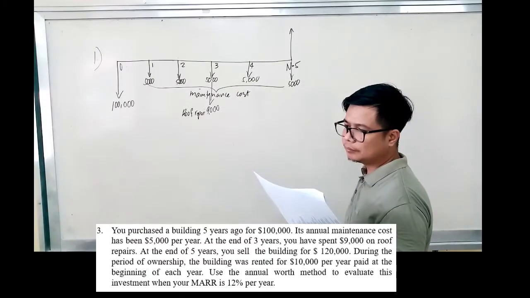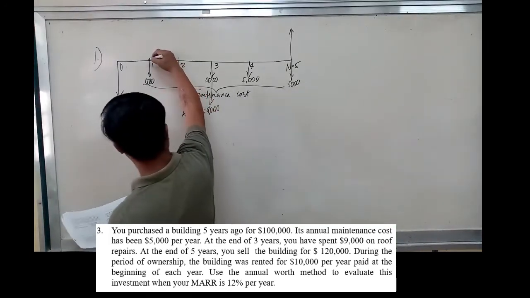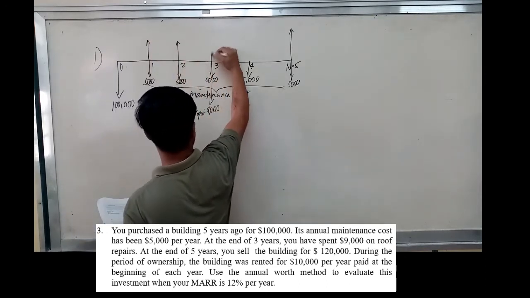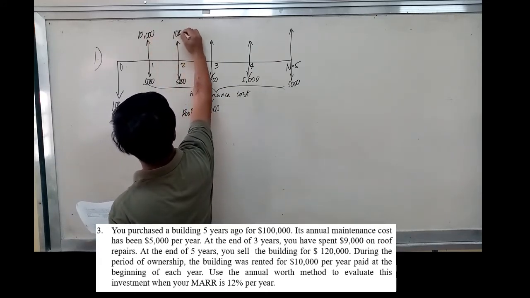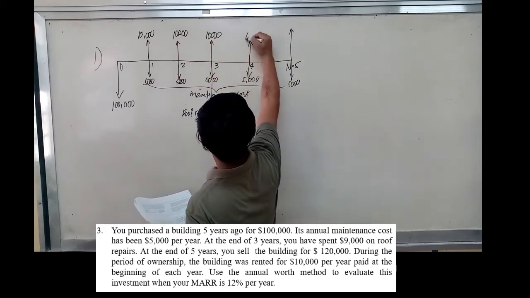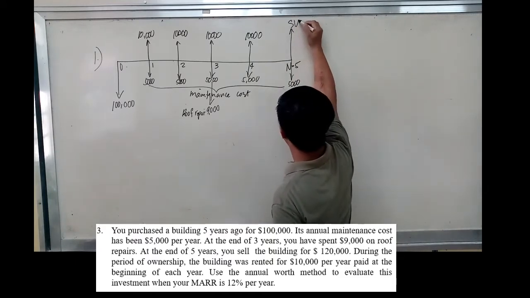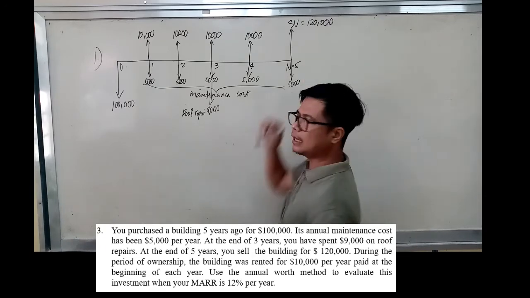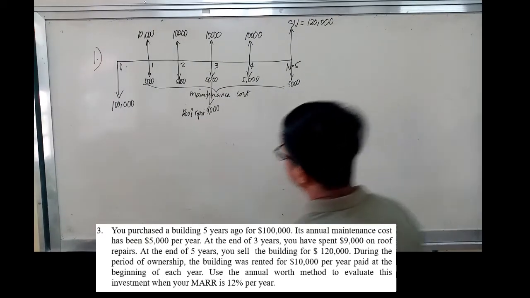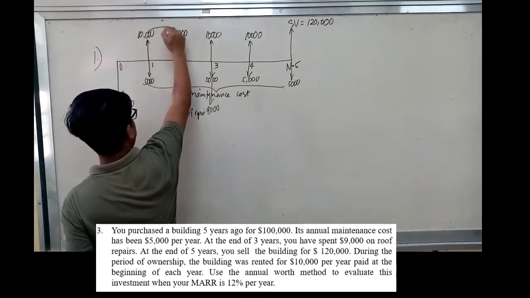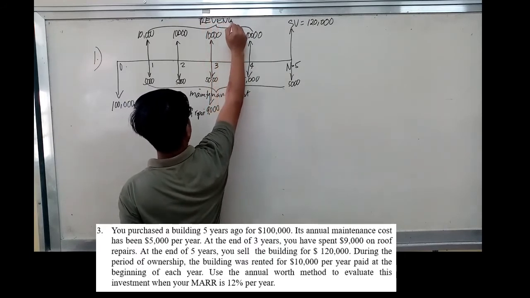Now, sabi niya, pinaparentahan ng 10,000 naman per year. So, mas malaki naman yung rent, of course. So, this is already the revenue natin tawag, ano? So, meron tayong revenue dito na 10,000 each year. And then, you sell the building. So, binenta mo after 5 years ng $120,000. Mas mahal, ano? Ibig sabihin, mas mahal na yung building. Ano ang mangyayari dun sa annual worth? Okay? So, this is our revenue. Revenue. R. Ayan.